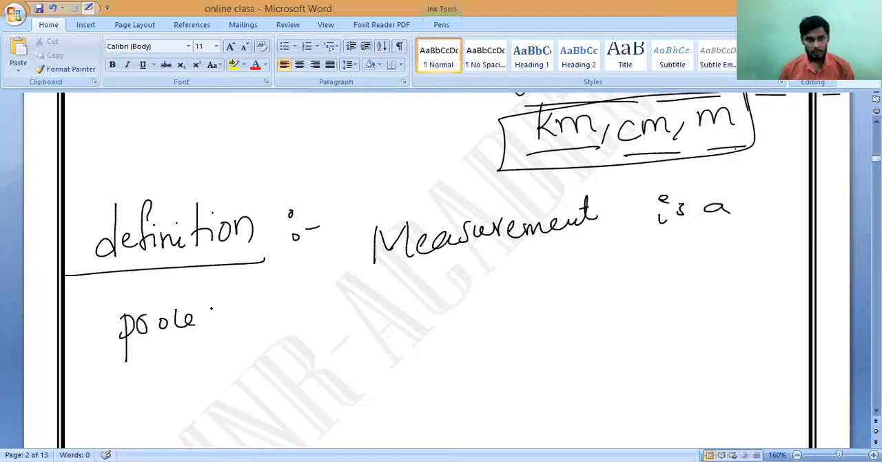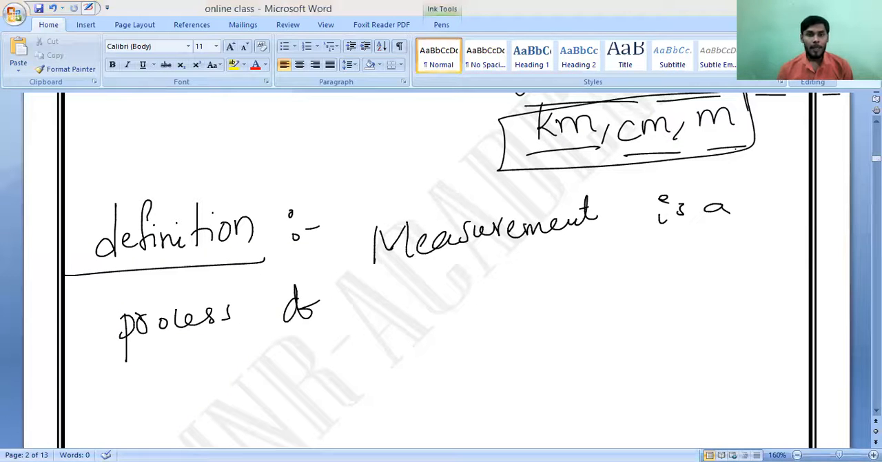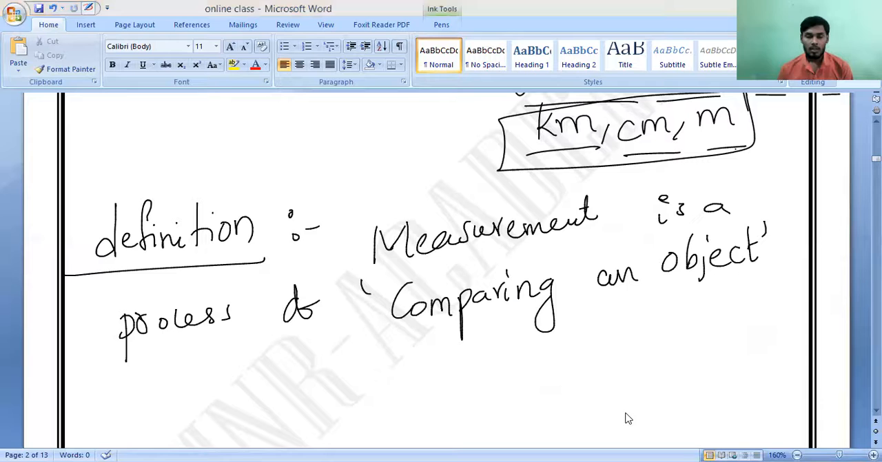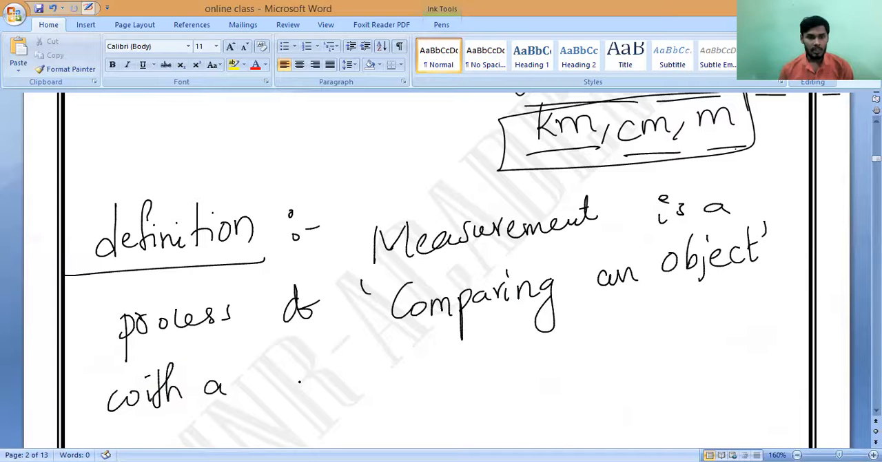Measurement is a process of comparing an object with a standard unit of measurement. Navaneswaran, do you understand? Comparing an object with a standard unit of measurement.